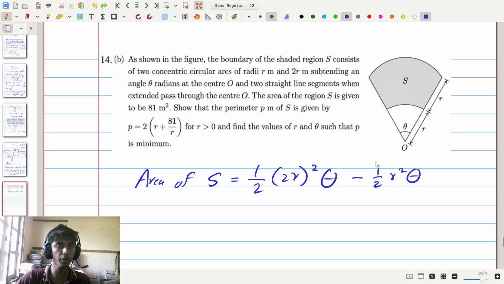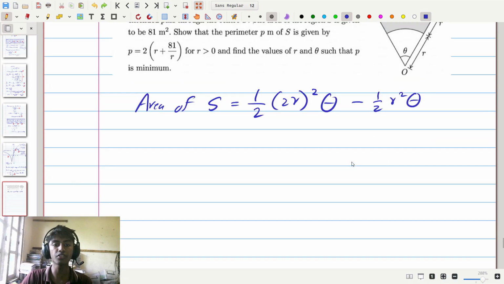Now in here what we're going to do is substitute in the area they gave us of 81 meters squared. Doing so, on the left hand side we get 81, and on the right hand side we have half times 4 times r squared times theta minus a half times r squared times theta. So here I'm going to subtract the 4r squared and r squared, and then we get 3 times r squared times theta divided by 2.